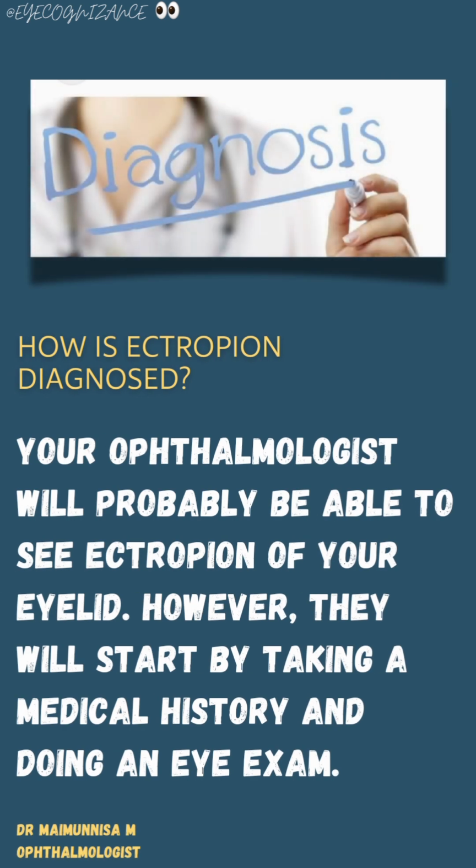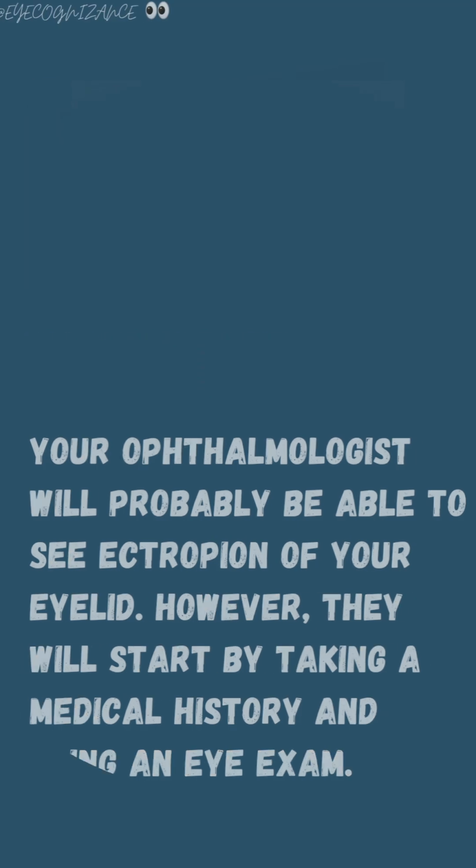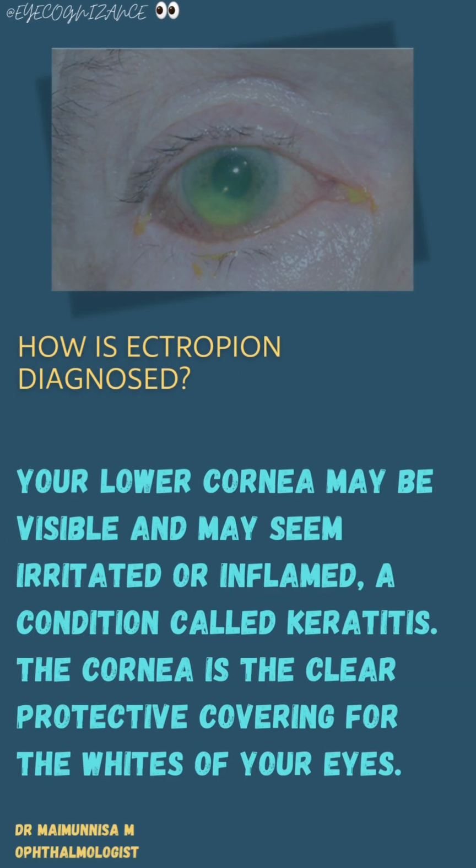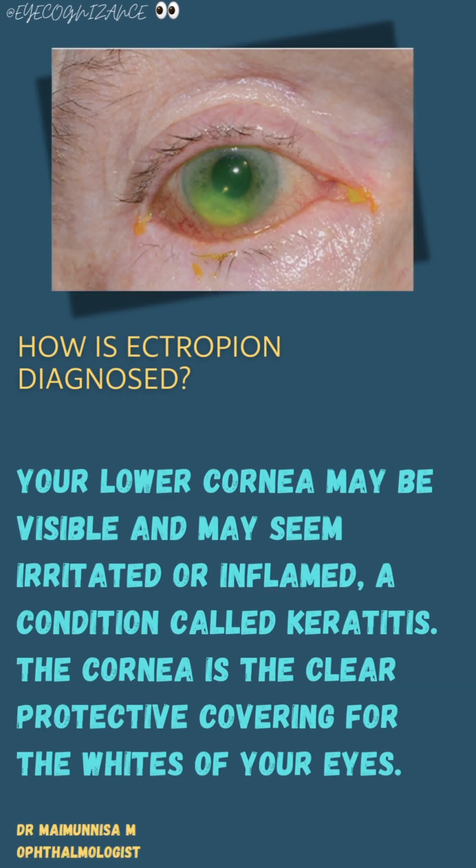How is it diagnosed? Your ophthalmologist will probably be able to see ectropion of your eyelid. However, they will start by taking a medical history and doing some eye examination. Your lower lid may appear to be lower in position than it should be. The lid may appear to be inside out. Your eye may look redder than it should where there is exposure. Your lower cornea may be visible and may seem irritated or inflamed, a condition called keratitis.